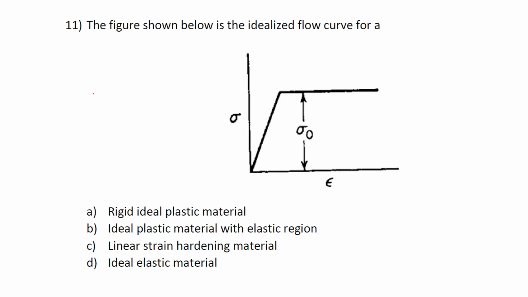The next question: the figure shown below is idealizing stress. Is it a rigid ideal plastic material, an ideal plastic material with elastic region, a linear strain hardening material, or an ideal elastic material? It will be Option B, ideal plastic material with elastic region. B. Yeah.